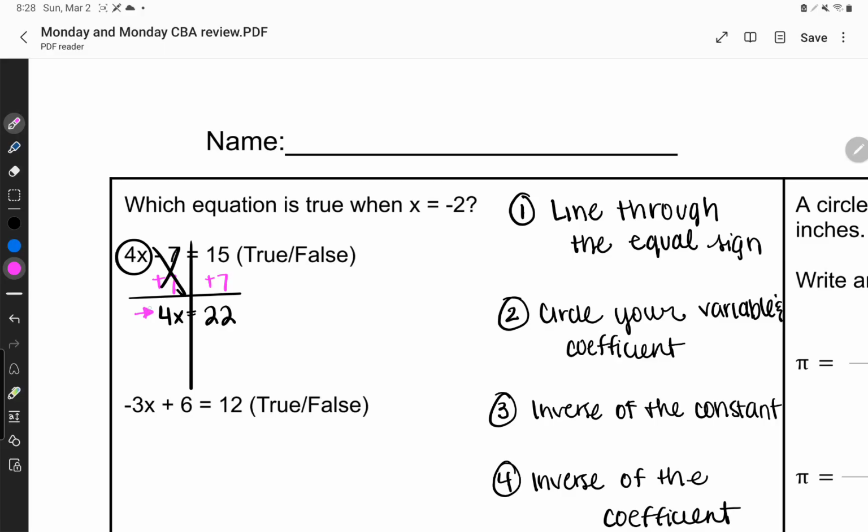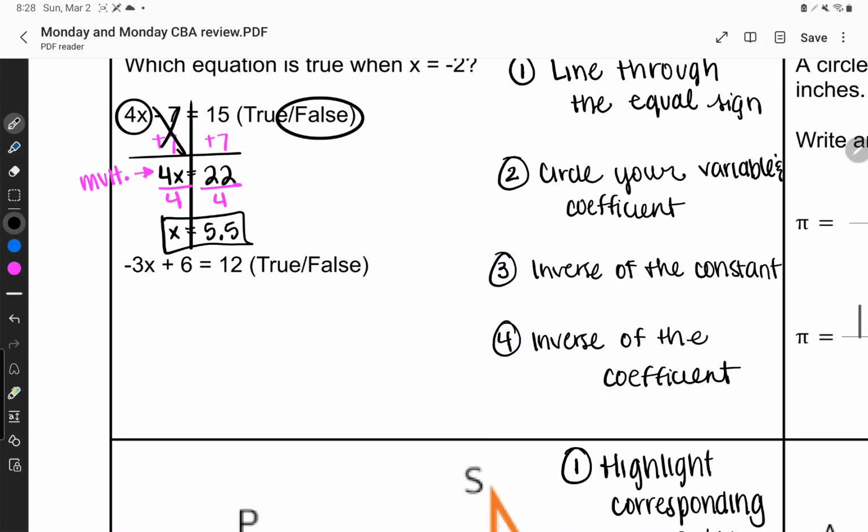What operation is happening between 4 and x? Multiplication. How do I get rid of multiplication? Division. So I divide both sides by 4. And that's going to give me x equals about 5.5. Actually, exactly 5.5. So, is this equation true when x equals -2? No, so this is false.